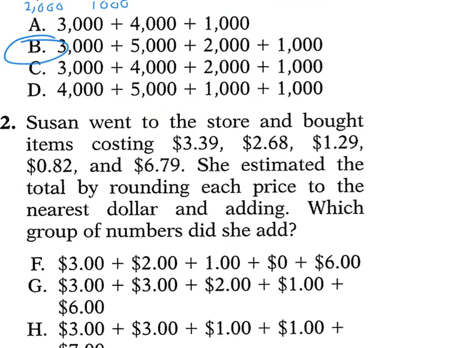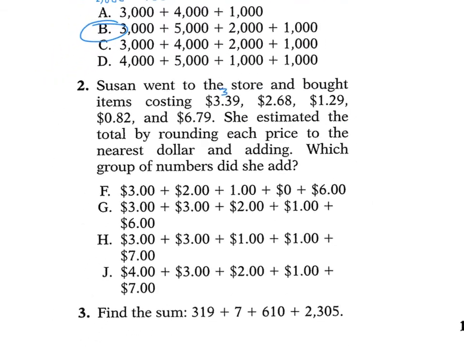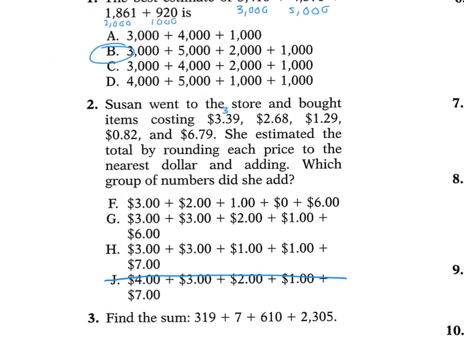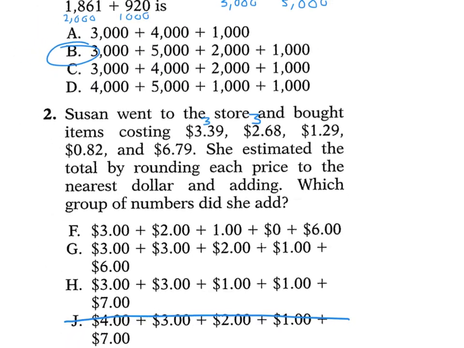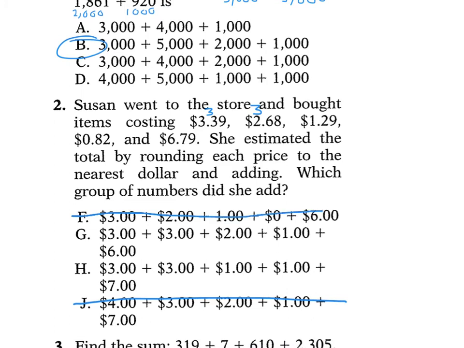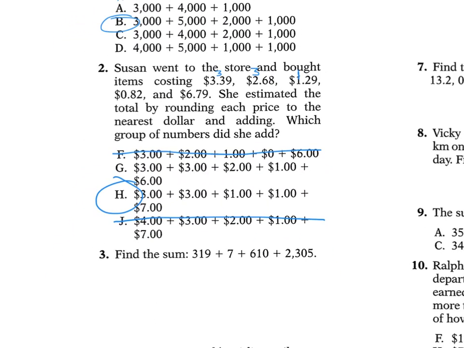So this we would round to $3. So J starts with 4, so we can cross that one off right away. Next one we would round to $3. So we can cross off F. The next amount we would round to $1. So we have $3, $3, and $1, so this would be H.